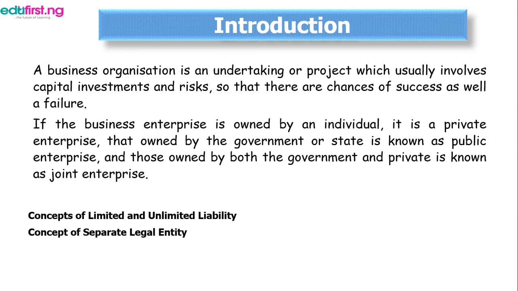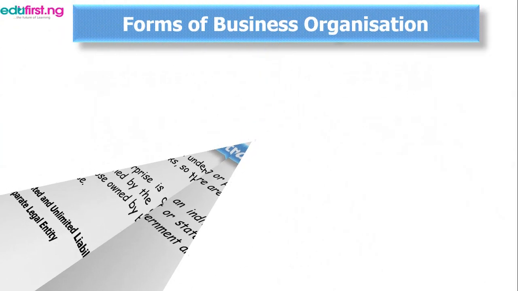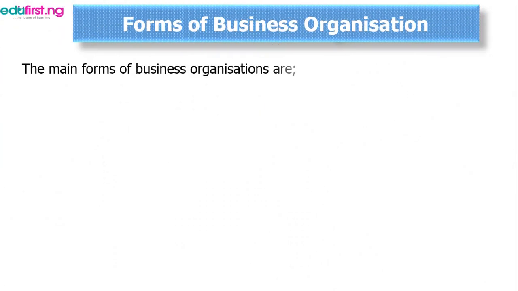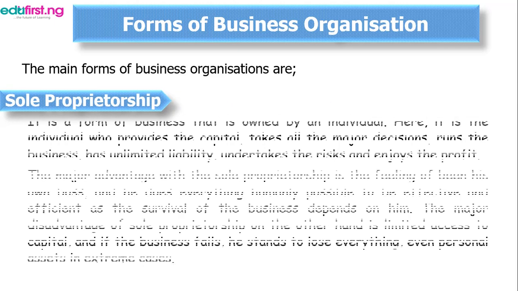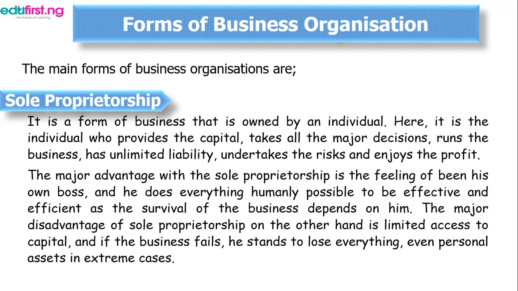Let's look at the forms of business organization. The main forms of business organizations are the sole proprietorship, partnership, limited liability company, that is the private and public companies, and cooperative societies. Now, when we talk about sole proprietorship, it is a form of business that is owned by an individual.